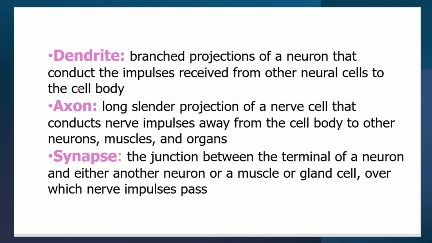These three I already explained to you: dendrite, axon, and synapses. So what is a dendrite? A branched projection of a neuron that conducts the impulse received from other neural cells to the cell body. An axon is a long slender projection of a nerve cell that conducts nerve impulses away from the cell body to the neuron and muscle. A synapse is the junction between the terminal of a neuron and either another neuron or a muscle or gland cell over which the nerve impulse passes.